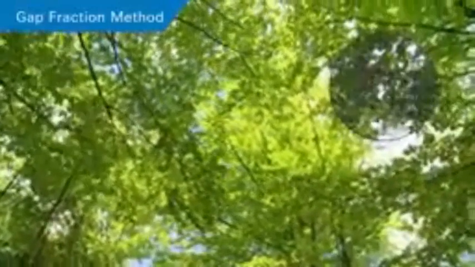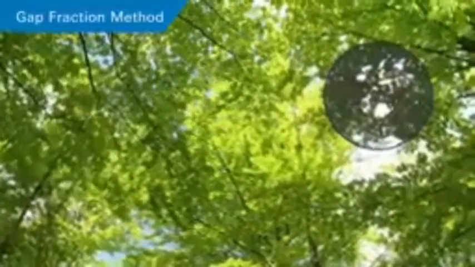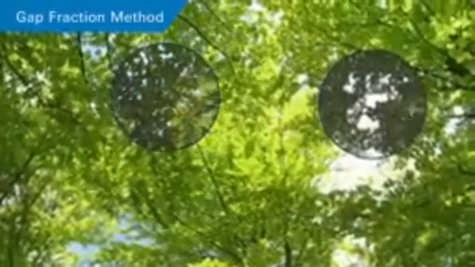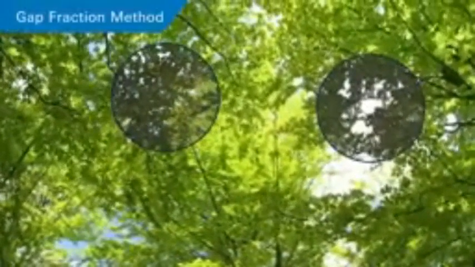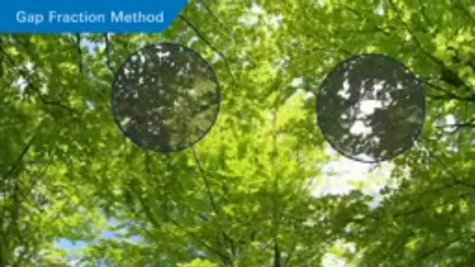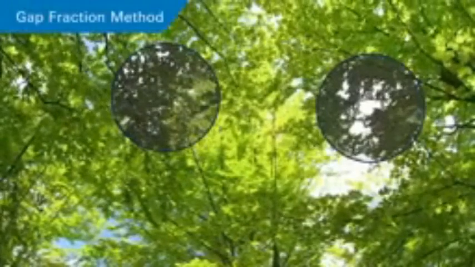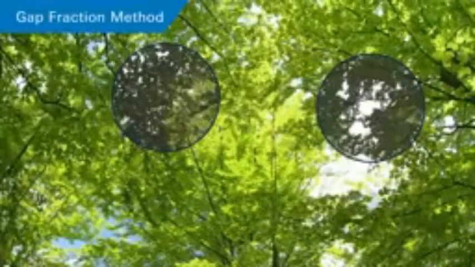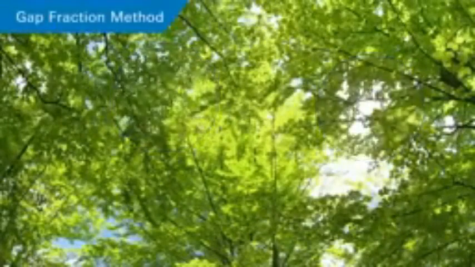If you can see more sky, the gap fraction is bigger. If you can see less sky, the gap fraction is smaller. The amount of foliage can be calculated from the gap fraction if we assume the leaves are positioned randomly within the canopy. Let's see how this works.